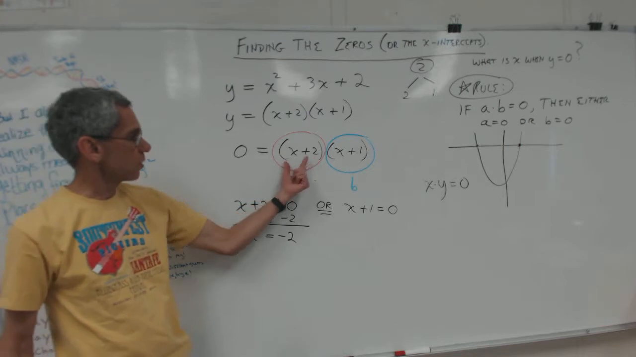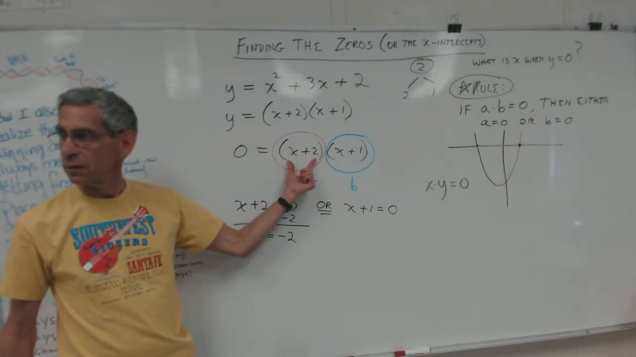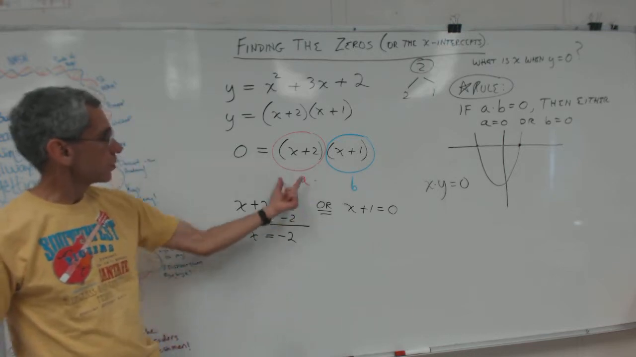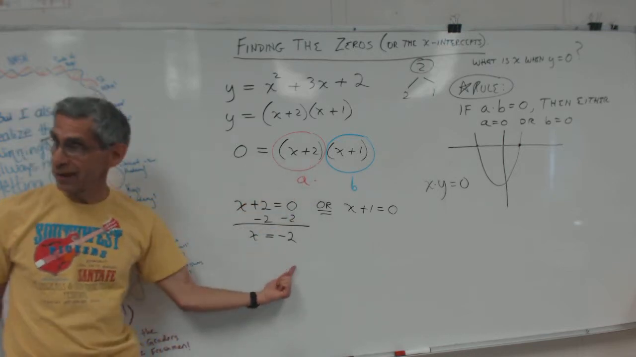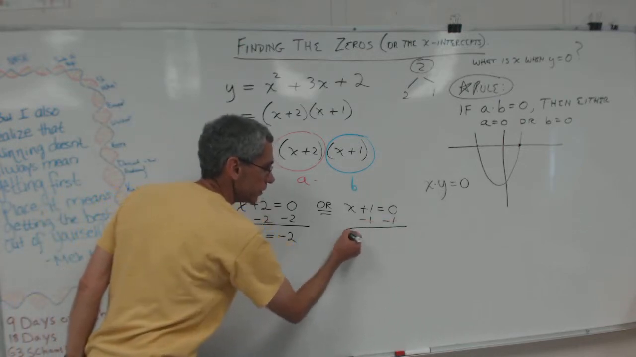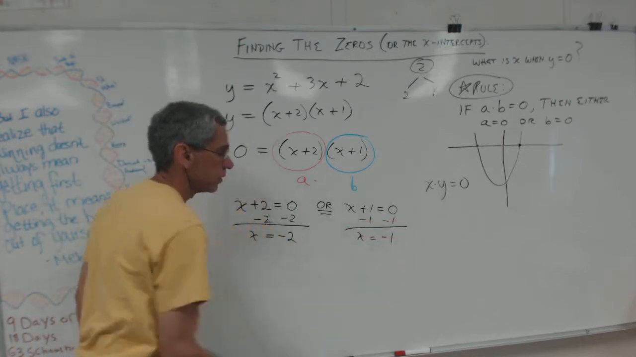Would that have made this 0 if x were negative 2? Negative 2 plus 2, wouldn't that be 0? Yeah, so that works. So that is a 0. One of my zeros is negative 2. All right, now here I'm going to subtract 1 from both sides. X is equal to negative 1.